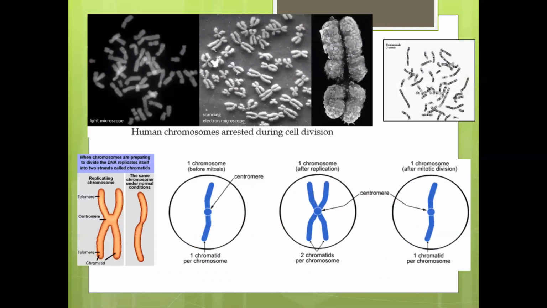So there's a couple pictures that I would like you to look at. Some of them are diagrams, some of them are actual photos using electron microscopy. So that's what these are up here. This middle photo here is chromosomes under a scanning electron microscope. This one over here is through a light microscope. Light microscopes, by the way, are the same type of microscopes that we would use in a normal science classroom. You've used a light microscope before.